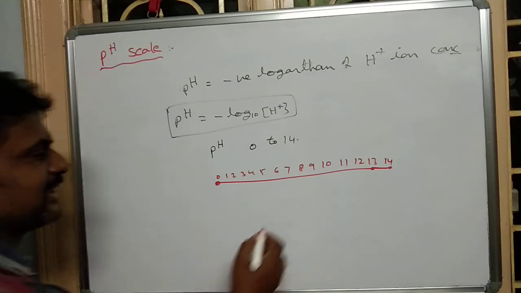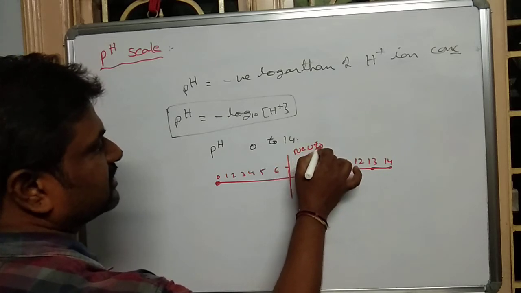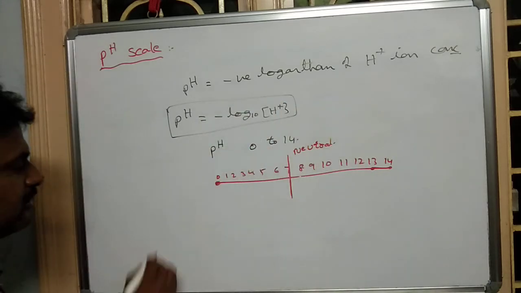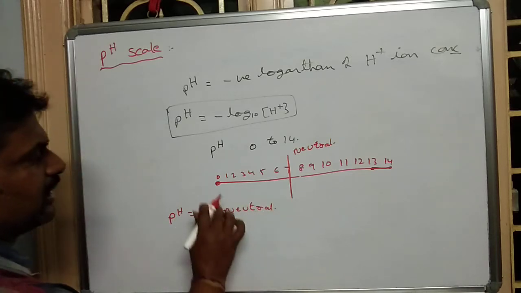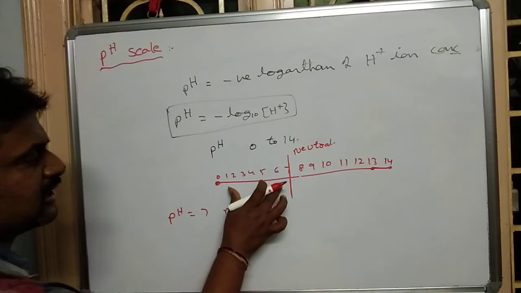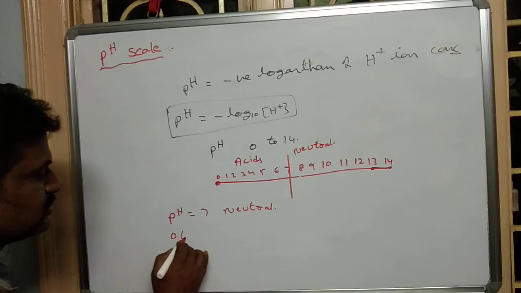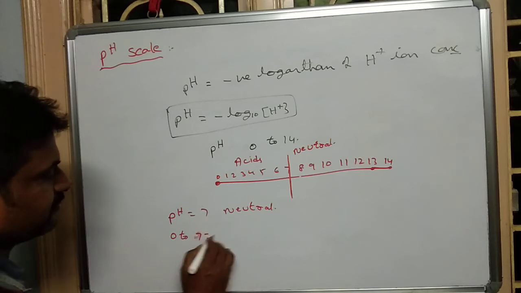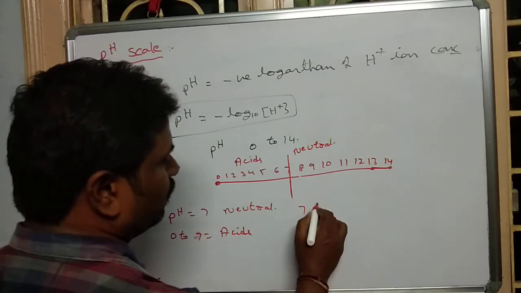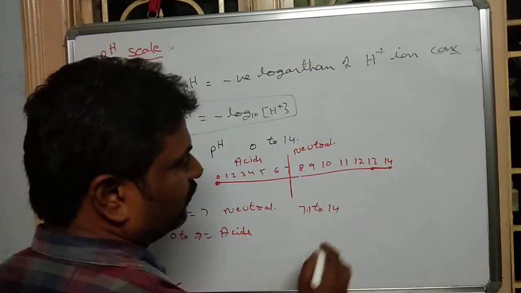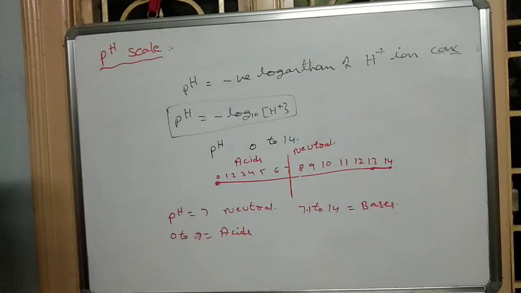Based on the pH scale, exactly 7 is neutral. A substance with exactly 7 pH value is neutral. The values from 0 to 7 are the acids. Here 7.1 to 14 are called the bases.